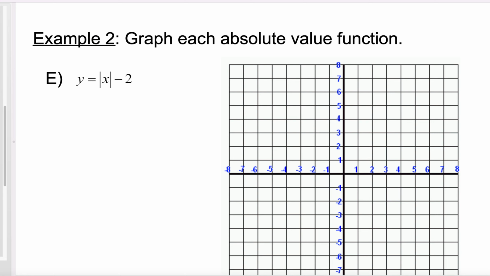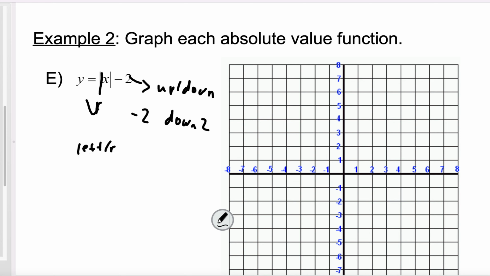So this is the one, like I said, this is going to move it up or down. And since it is a -2, it's going to move it down 2. Inside here, this moves it left, right. And we're not moving it left, right, or at all in this case. So we're just moving this one down 2.